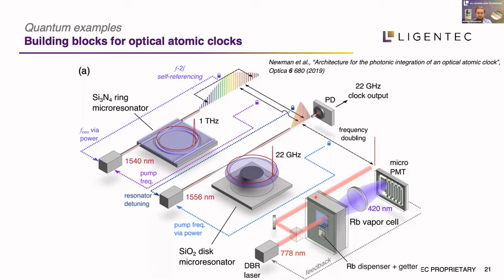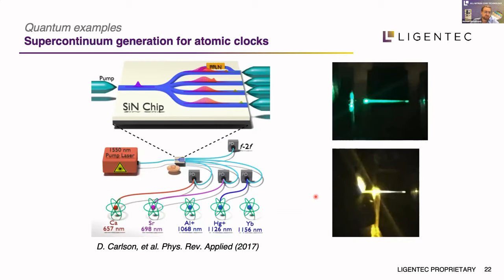So frequency comb generation is one thing, but you can also generate a supercontinuum if you have a pulsed femtosecond laser, for example. You can generate different broad or not so broad spectra with dispersive wave emissions that you can then link again with the atomic transition for your atomic clock.